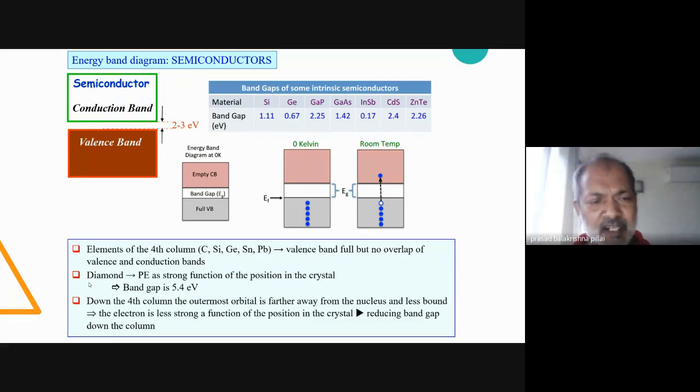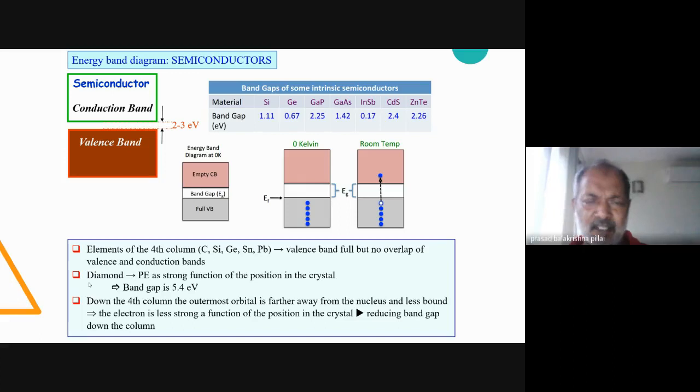So there is crystalline carbon. One is diamond, and otherwise graphite. Nowadays, you have a two-dimensional material like graphene also. So diamond has crystalline properties. It has a band gap, but it is a very good insulator because the band gap is above 5. So this is again for the continuum.